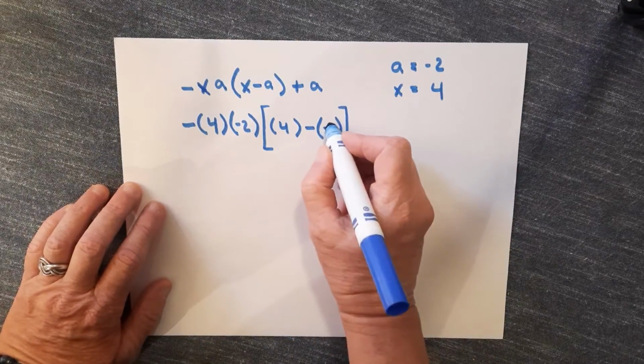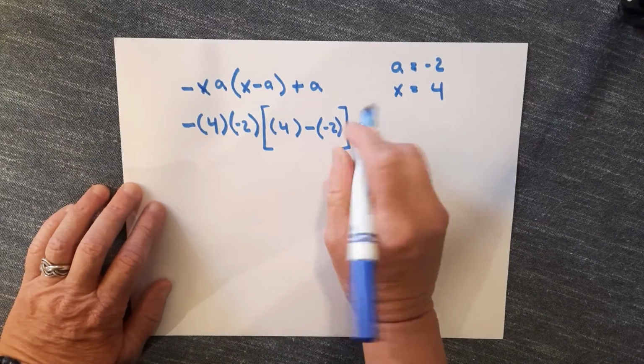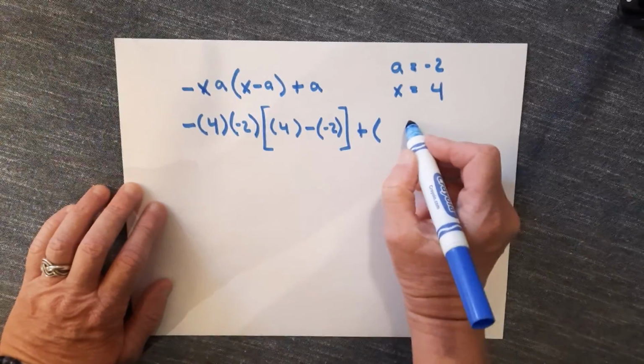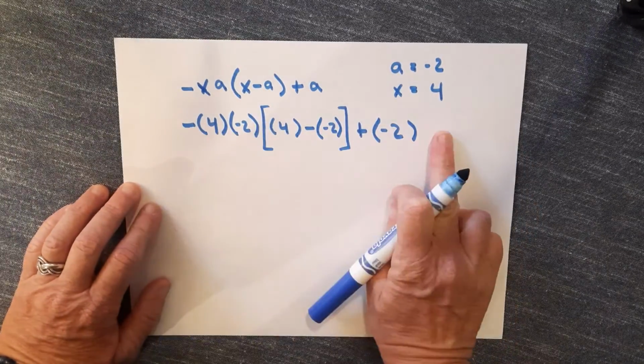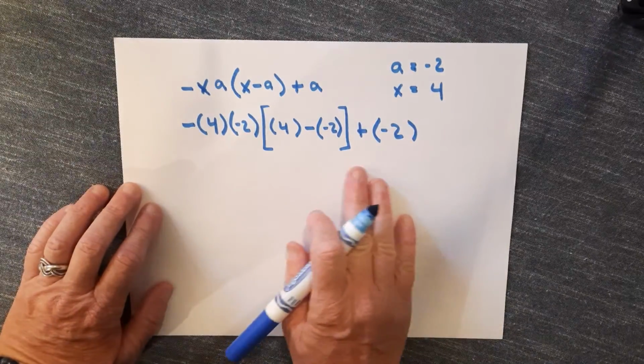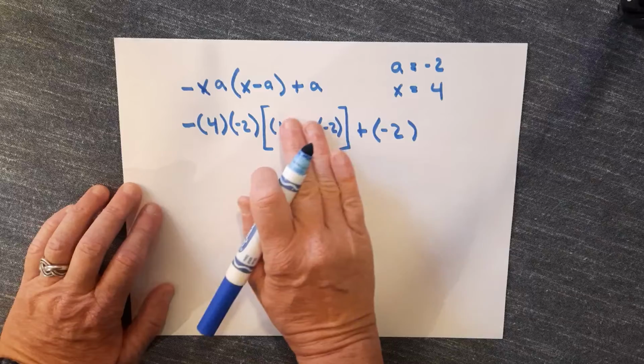In this case, it's -2. The last thing that we do is put the plus sign right here. This a we replace with parentheses and put the -2 inside. Now we're ready to go. PEMDAS, again, tells us that we want to do what's inside of the parentheses first. So we're going to take care of this first.